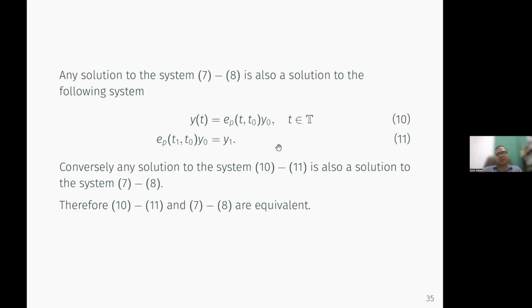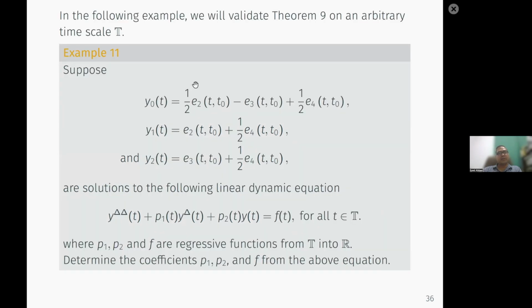Now, any solution of systems 10 and 11, the above two systems, is also a solution of systems 7 and 8. That is well known because it satisfies this condition. If we substitute, we get the equation. Therefore, these two systems are equivalent.